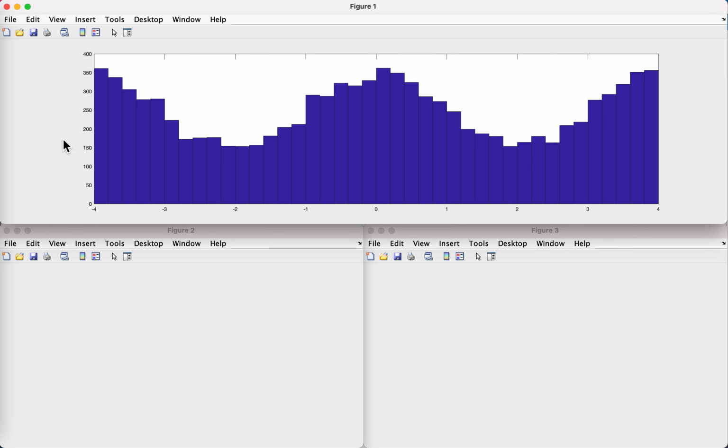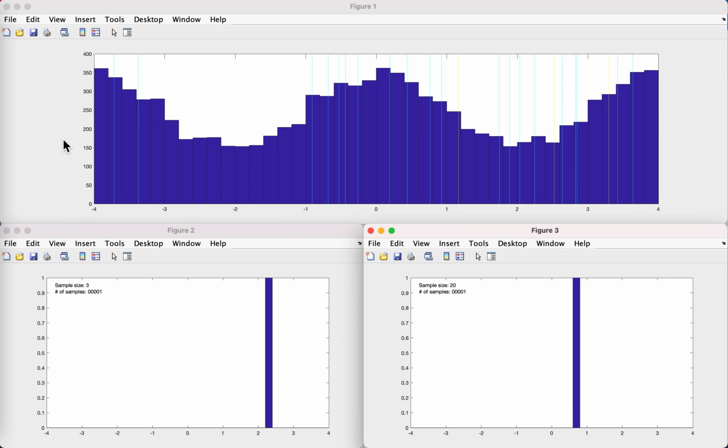And what we're going to show at the bottom in figures 2 and 3 on the lower left and lower right is we're going to generate a couple of sampling distributions for different sample sizes. So let me go ahead and do one iteration of that just to show you what this is going to look like. So you see at the lower left, we're going to generate samples that are of size 3, so drawing 3 individuals from the population.